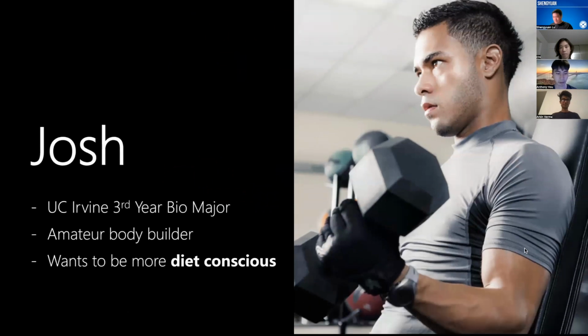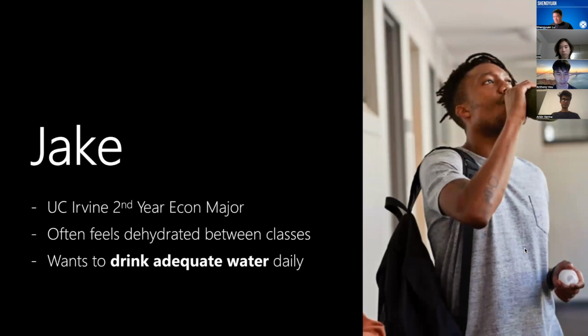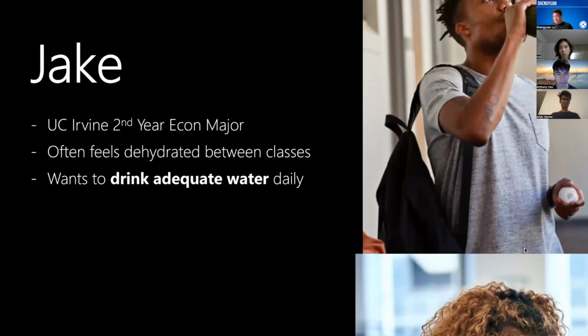Here's our first persona, Josh. He is a UC Irvine third-year bio major. He is an amateur bodybuilder, and he wants to be more diet conscious. Here's our second persona, Jake. He is a UC Irvine second-year econ major. He often feels dehydrated between classes, and he wants to drink adequate water daily.